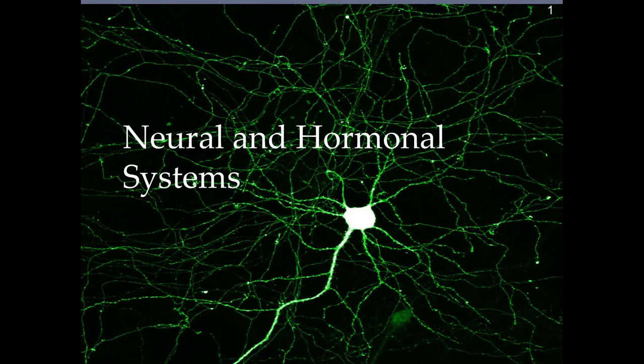Today's lecture is going to focus on neural and hormonal systems. We're going to learn about how neurons communicate in a rather fast form of communication. We're also going to learn about how your body sends chemicals through the bloodstream. These chemicals are known as hormones, and they're a slow form of communication.